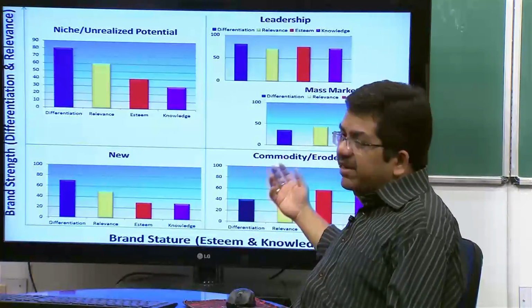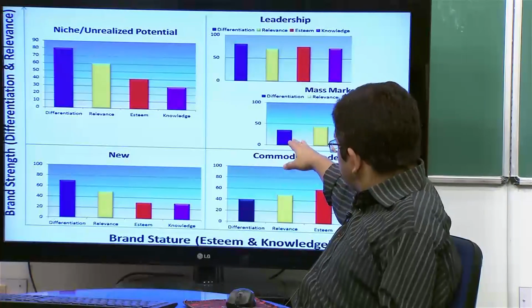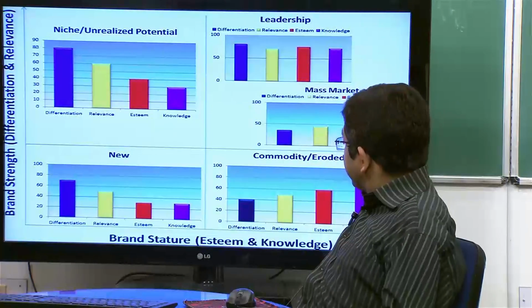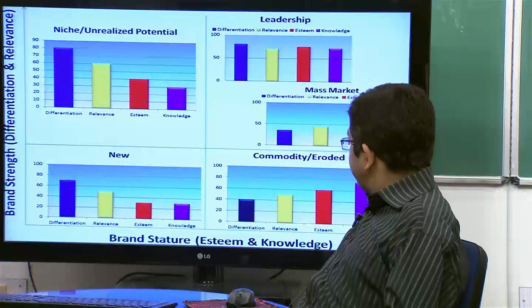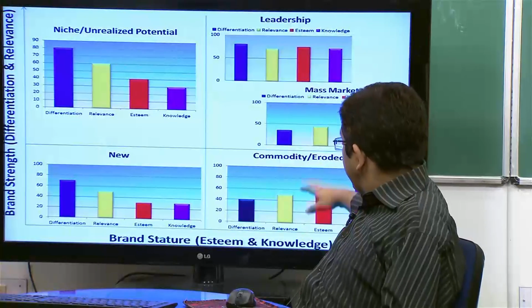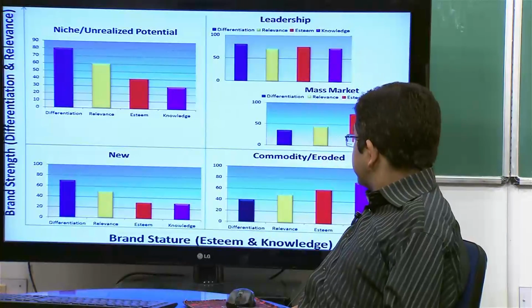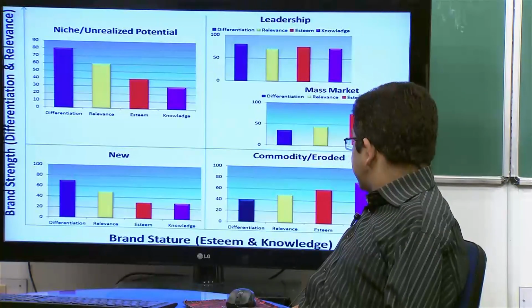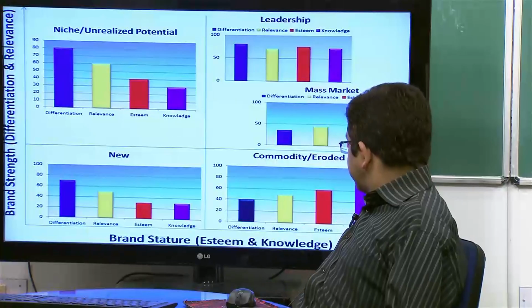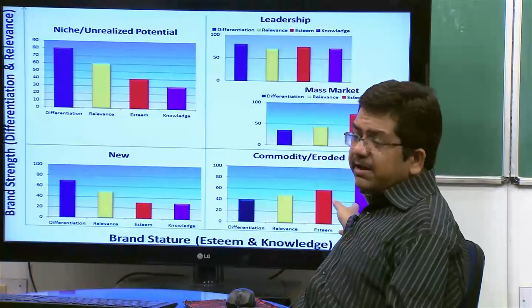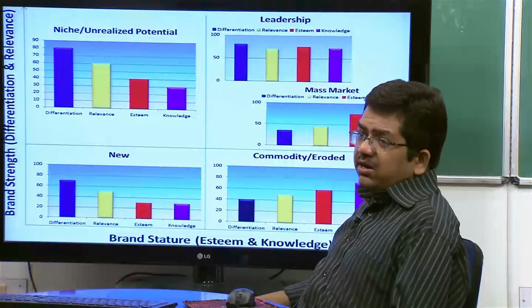So, it has been matched by the competitors. So, the differentiation and relevance has gone down, and what will happen is eventually it will become a commodity. So, in the case of a commodity you will see that differentiation and relevance are very low, though it might happen that esteem and knowledge are very high.